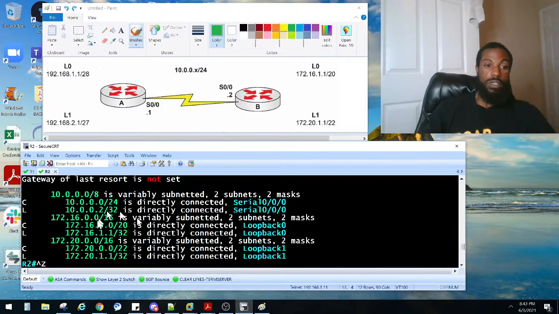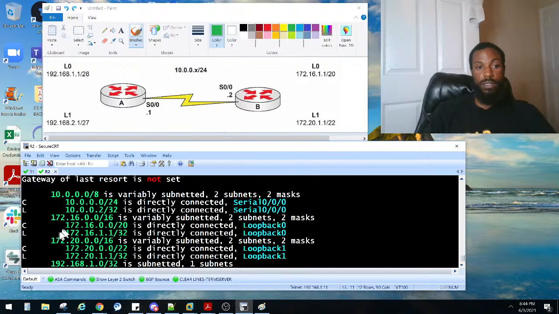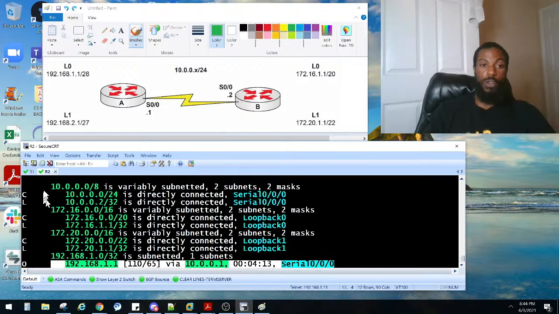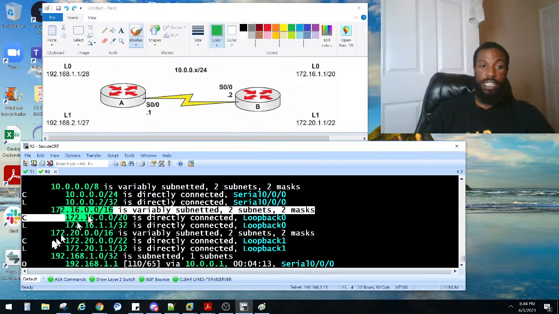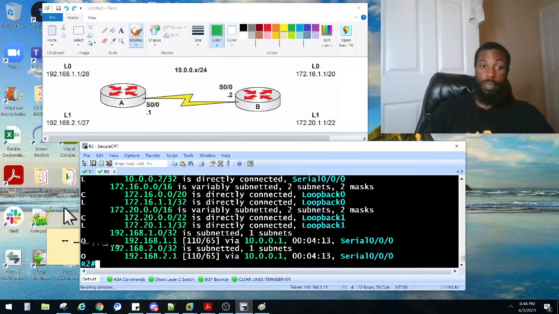Same thing with router 2, right? Before he only knew about these routes. We do show IP route again, and we'll see. We now have some OSPF routes. No, we don't. Yes, we do. What am I doing? They're at the bottom for some reason. I guess because they're numerical: 10, 172.16, 172.20, and then the 192 networks at the bottom. So he learned about the OSPF networks.